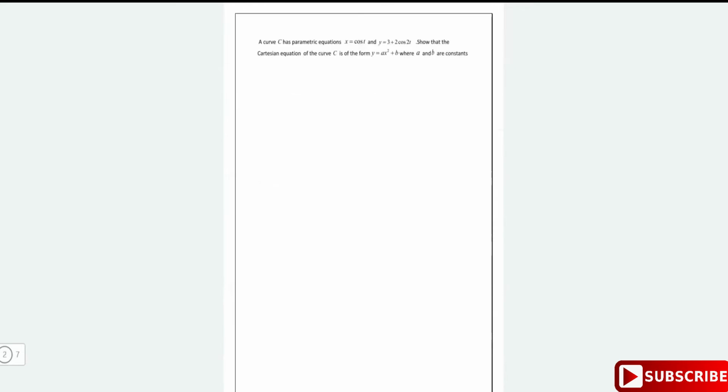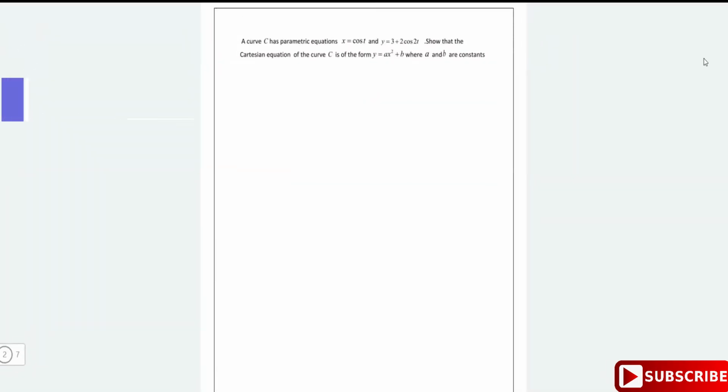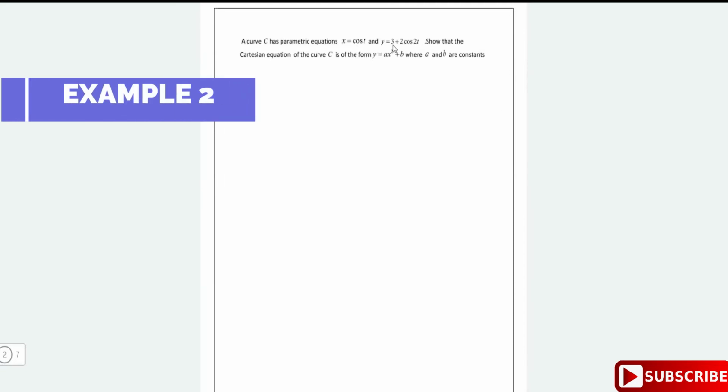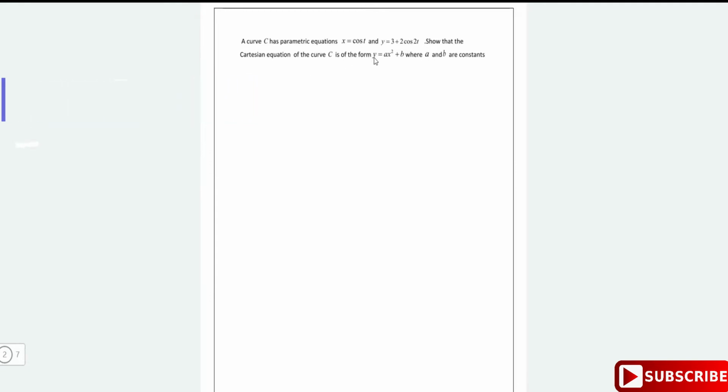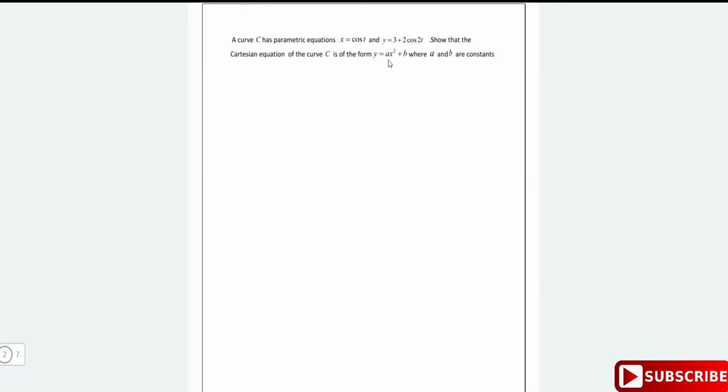This question says a curve has parametric equations x equal cos t and y equal 3 plus 2 cos 2t. Show that the Cartesian equation of the curve is in the form y equal ax squared plus b, where a and b are constants. First thing it tells us is that x is cos t and y is 3 plus 2 cos 2t.